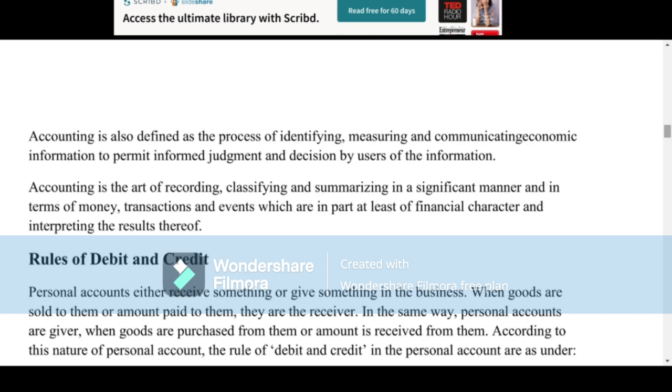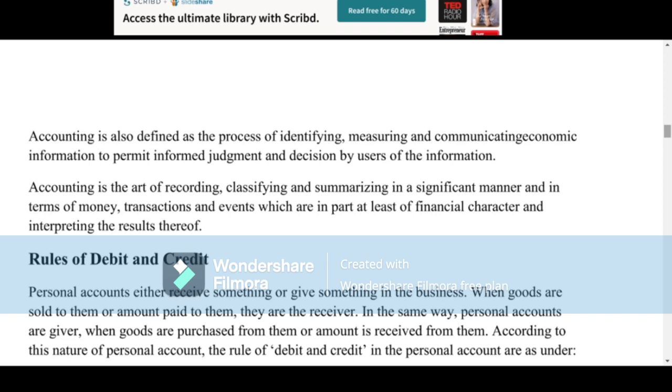Now, as you can also see on the screen, accounting is the art of recording, classifying, and summarizing in a significant manner and in terms of money, transactions, and events which are in part at least of financial character, and interpreting the result thereof. It is a part of bookkeeping.